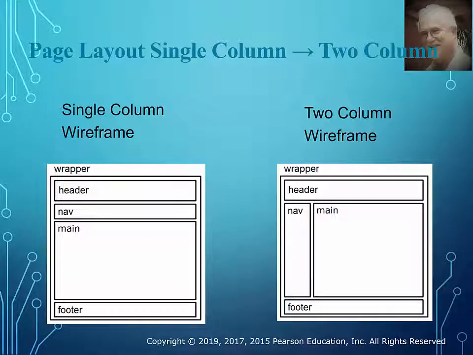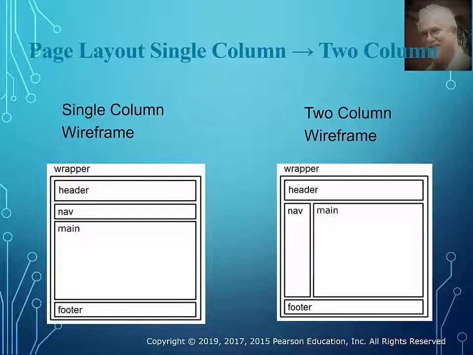You have a wrapper, and this is all in the natural flow here. Then you have a header, a nav, a main, and a footer, all inside the wrapper. You see each of these blocks, these boxes, are inside the wrapper. The one on the right, the two column, looks a little bit different.